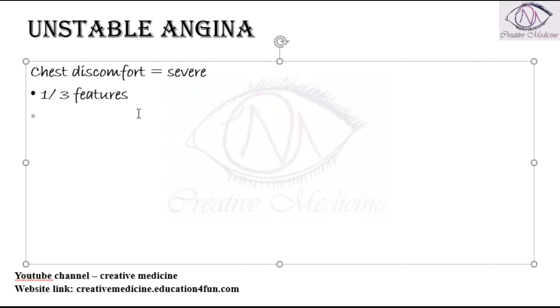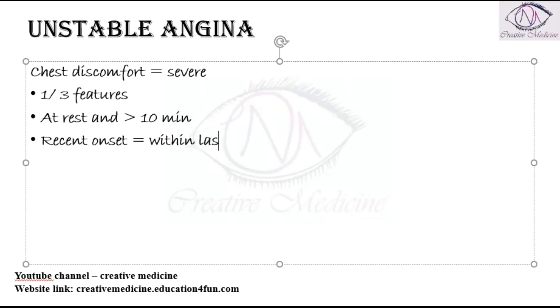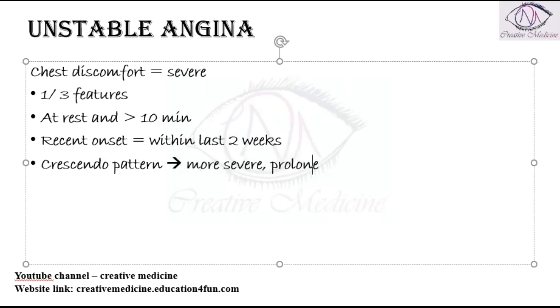So, the chest discomfort should occur at rest, and it should last for more than 10 minutes, or it should be of recent onset, that is, the onset should be within the last 2 weeks, or it occurs mainly as a crescendo pattern. That is, this chest discomfort can be more severe, more prolonged, and also more frequent than the previous episodes.